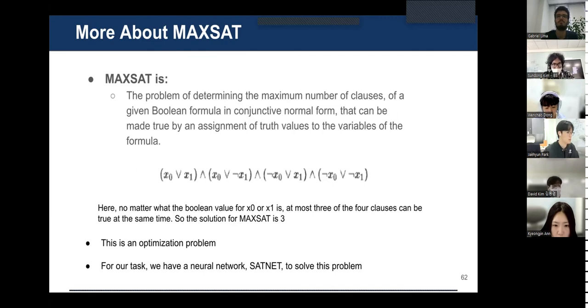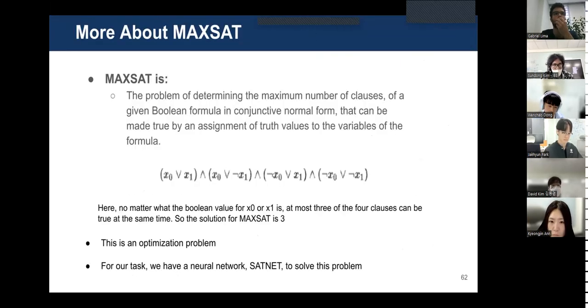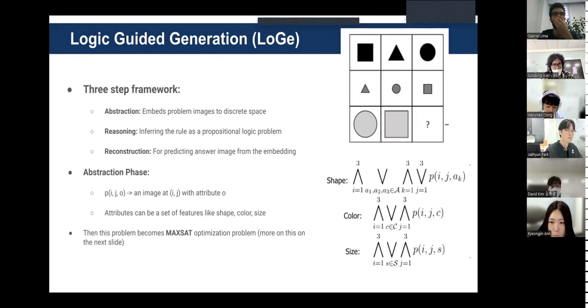So MaxSAT literally means maximum satisfiability. This is an optimization problem, and you can use a neural network to solve it. There was a research paper on SATNet, so you can check that out if you want more details. In this logic-guided generation, first they embed the problem's images into a discrete space, using a neural network that they self-supervise and train. In the reasoning case, they use the SATNet. This SATNet is also a neural network, and they infer the rules as a propositional logic problem. And the reconstruction part is easy. It's another layer of network that predicts the answer from the embedding.